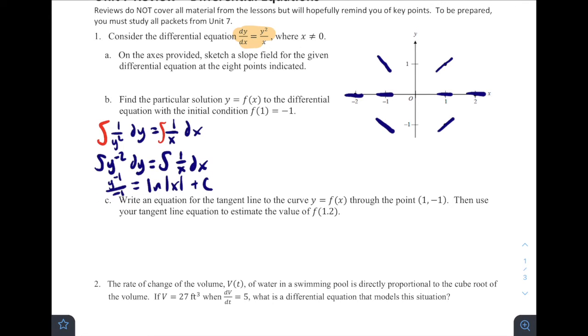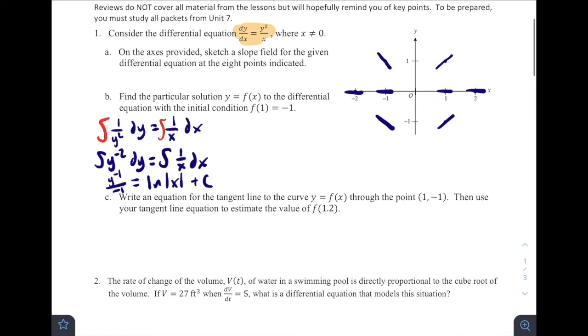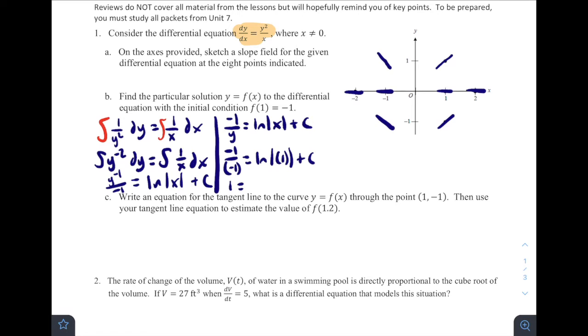Next, what we're going to want to do is find out what the c value needs to be. They gave us an initial condition, so we should be able to plug in 1 for our x and -1 for our y, and then hopefully find the answer for what c is going to be. If I simplify before we plug in, we get -1 over y is equal to the natural log of the absolute value of x plus c. So substituting in, -1 over -1 is equal to the natural log of 1 plus c. -1 over -1 is +1, and the natural log of 1 is 0, so that means that c has to be equal to 1 here.